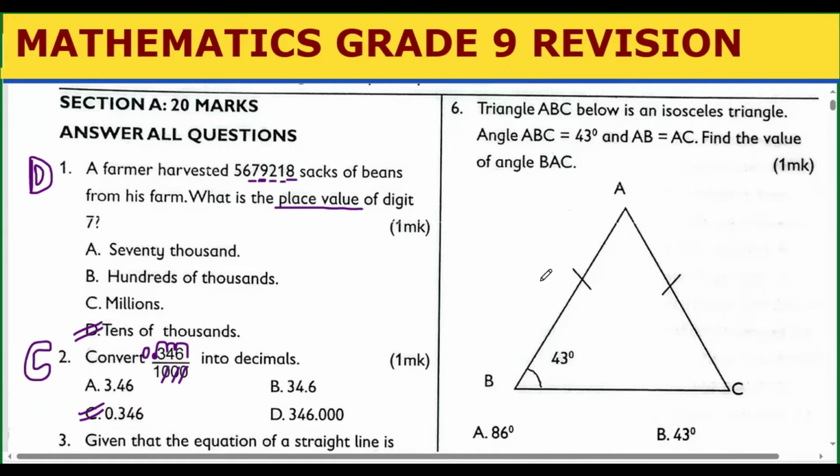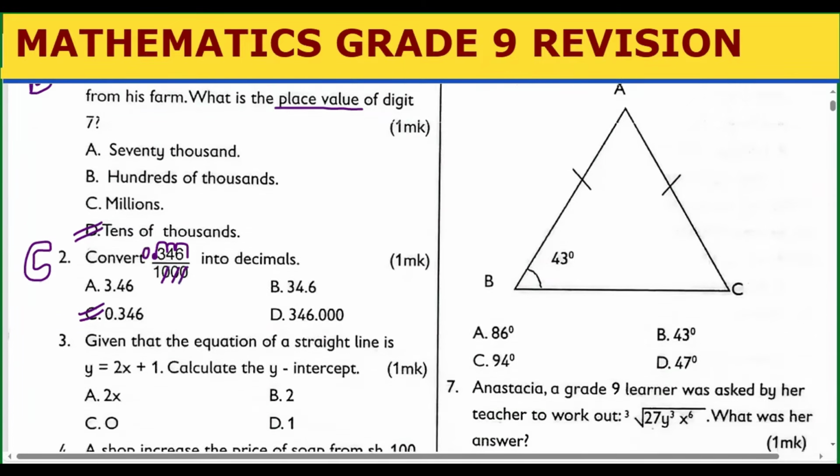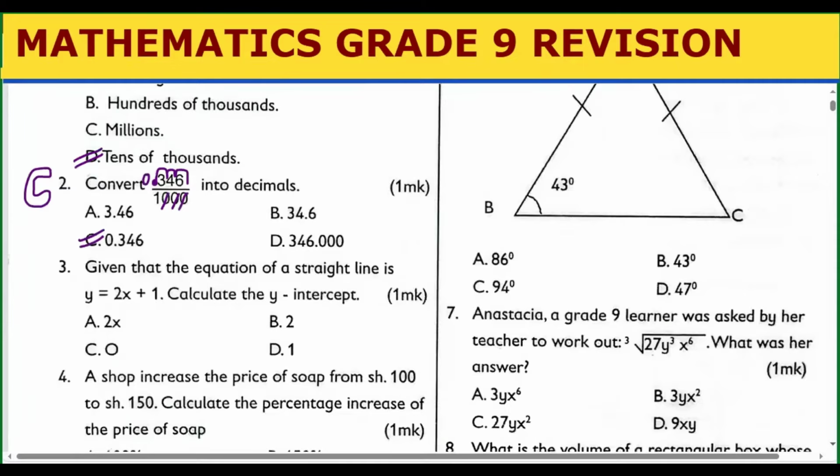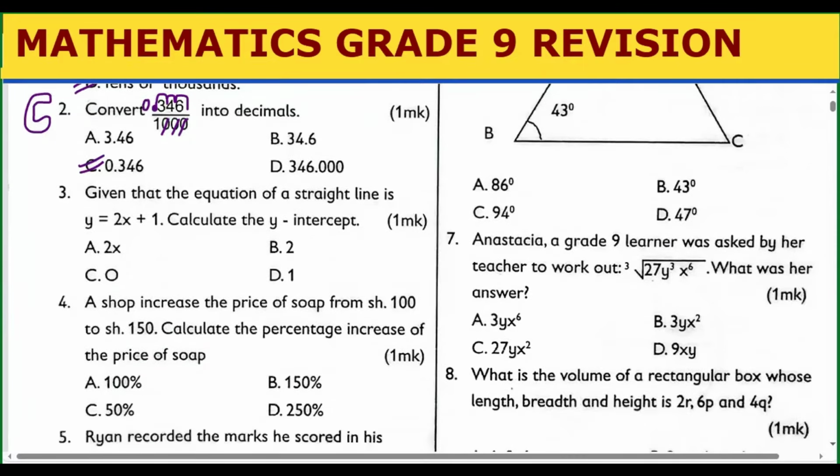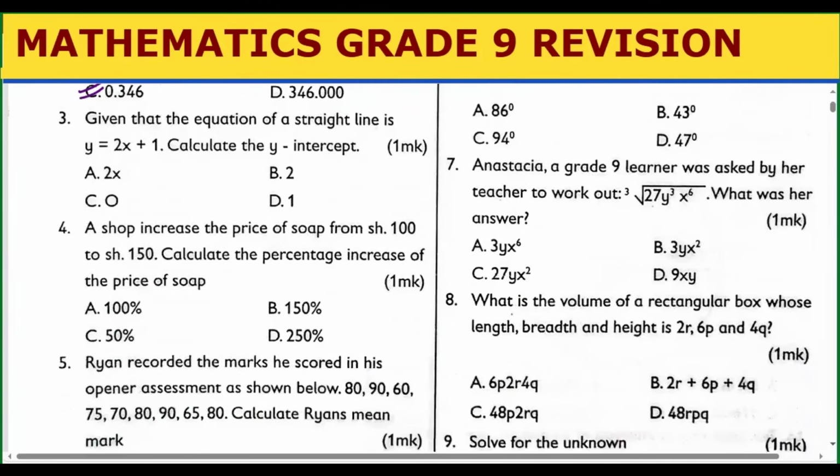I don't know whether you are going to do all of them, but let's do number after number. Let's go to number 3. So number 3 says, given that the equation of a straight line, do you remember the equation of a straight line? It is usually like this. Y equals to mx plus c, where c is constant and m is the gradient to that equation.